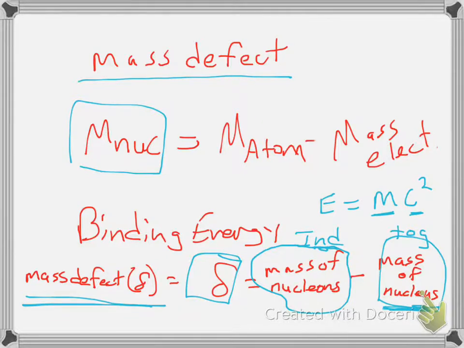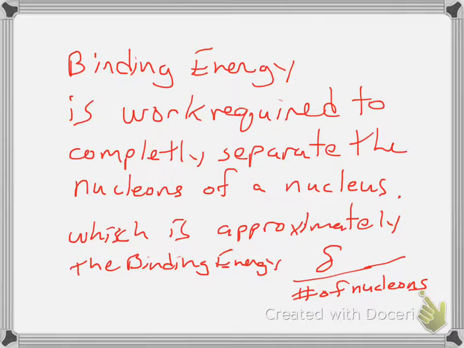We'll wrap up here with a little synopsis of the binding energy. From your book, the binding energy is the work required to completely separate the nucleons of a nucleus. In general, if you took one proton, for instance, and pulled it completely away, and said it took X amount of energy to do that, and there are 100 particles in this nucleus, then multiplying that work by 100 gives an approximation of the binding energy.